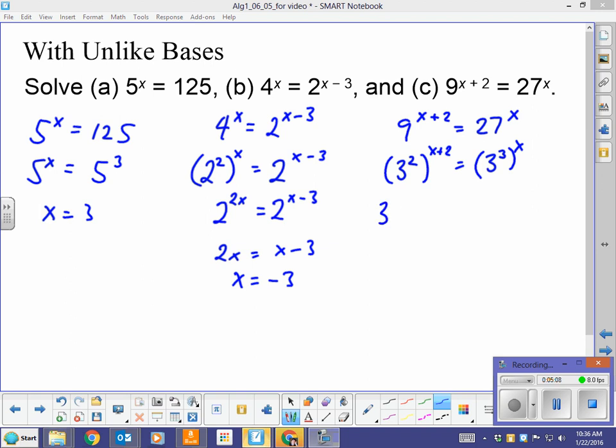And so this would be 3 to the power of 2x plus 4, using the distributive property. And this would be 3 to the power of 3x. Okay, so now I've got like bases. So now I can say 2x plus 4 equals 3x. If I subtract 2x from both sides, 4 equals x, and I'm done. Okay, so with unlike bases, you have to be a little creative in your thinking about how to get those bases to be the same.